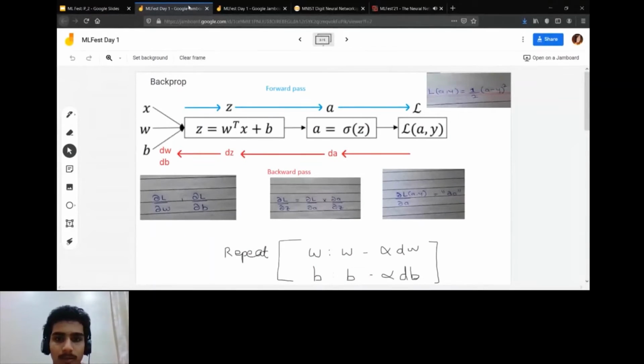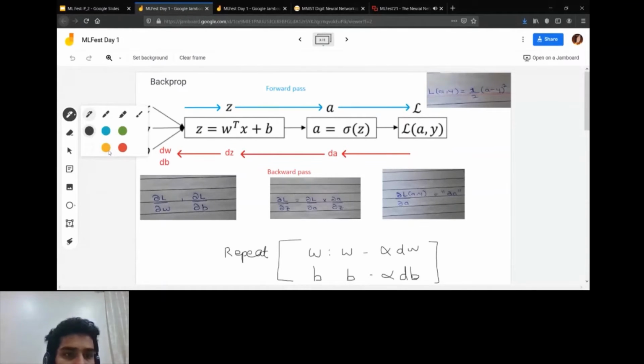Okay, so backpropagation. Let us consider a simple example. We have a network, a simple perceptron, where we are giving X inputs. We have some weights W, some bias B. Then we calculate Z from this equation, which is the weight transposed times X plus the bias.